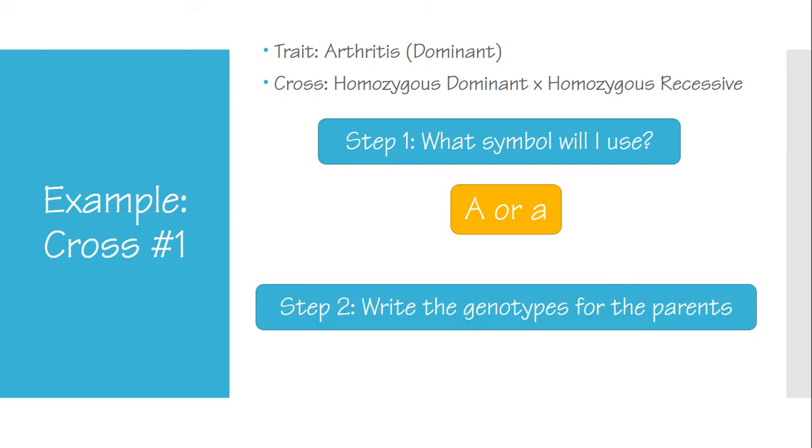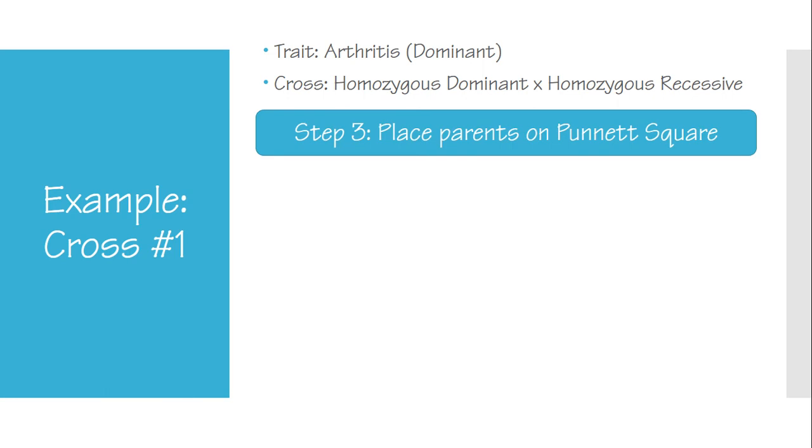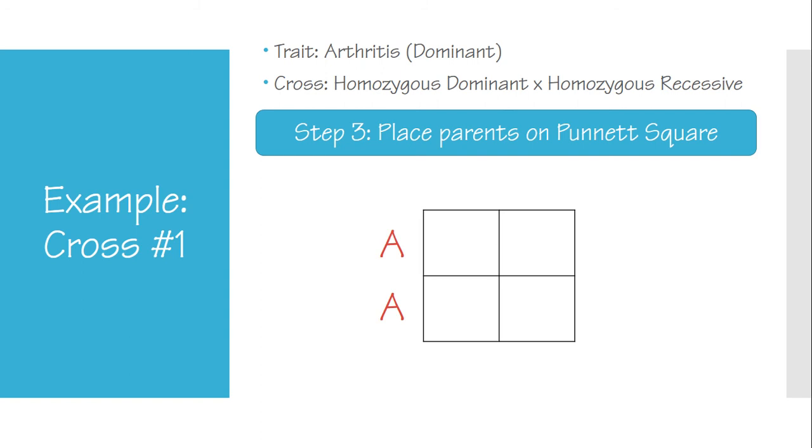The second step, I'm going to write the genotypes for the parents. So since I have one parent that's homozygous dominant, I'll have two capital A's. And since the other parent is homozygous recessive, I'm going to have two lowercase a's. The third step is going to be placing those parents on the Punnett square. So I'll draw my Punnett square, and then I'm going to add the parents. So homozygous dominant will get added once, and then homozygous recessive will be added on the other side. Traditionally, the male will go on the top of the Punnett square, but it truthfully does not matter.